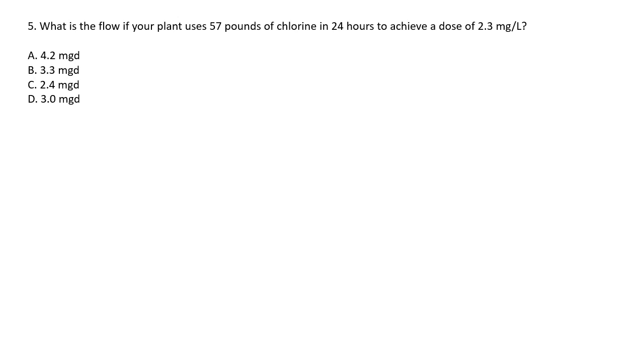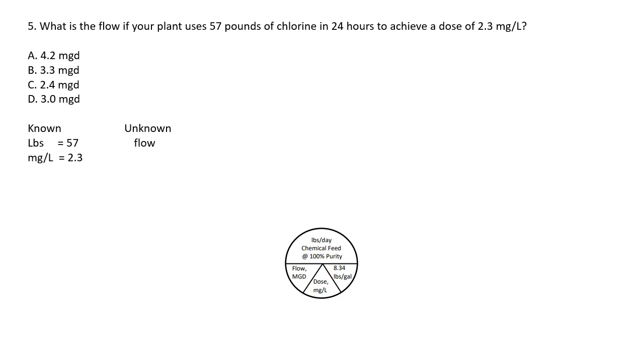Question 5. What is the flow if your plant uses 57 pounds of chlorine in 24 hours to achieve a dose of 2.3 milligrams per liter? Start by pulling your known and unknown variables out of your word problem. What you know is 57 pounds of chlorine were used, and the milligrams per liter is 2.3. What we're looking for is the flow.